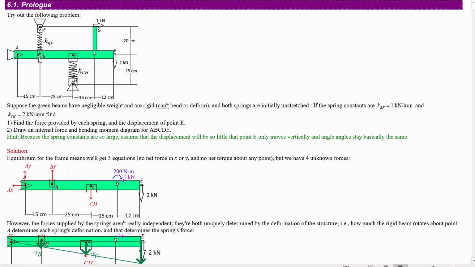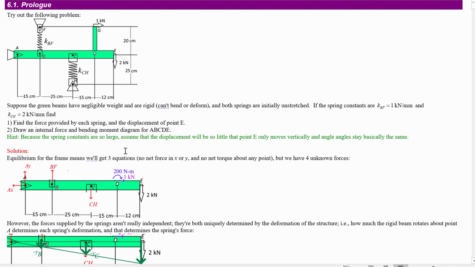And that means the compression or extension of these springs are related. If you know how much this one compresses by, you know how much this one extends by. It's not the same because it's further out and this point here is fixed. So this is going to compress, let's see, this is 40 centimeters out. So if this compresses by 40 microns, then this one is going to extend by 15 microns because it's 15 centimeters out, you see?